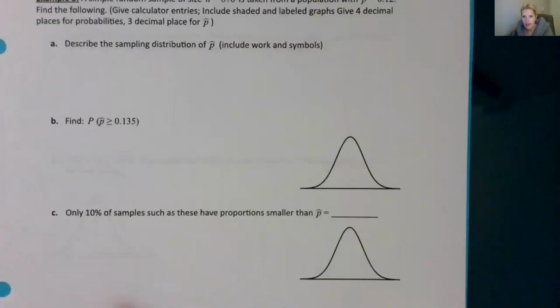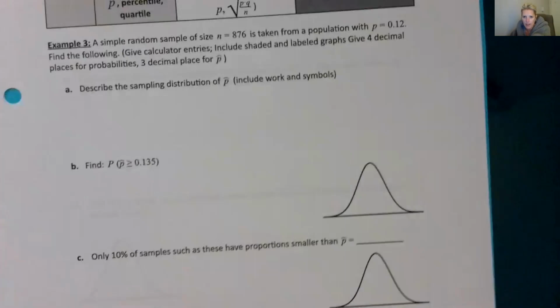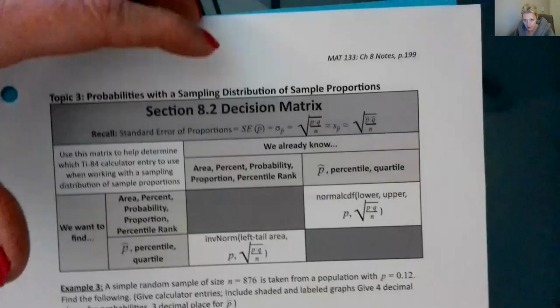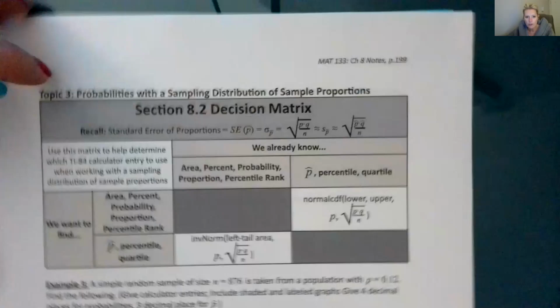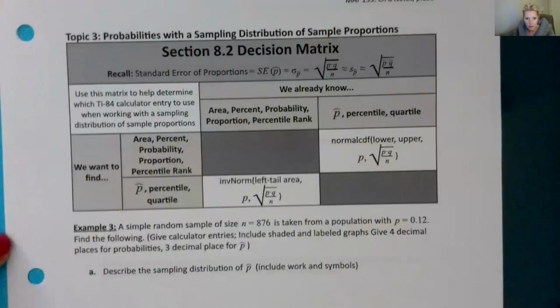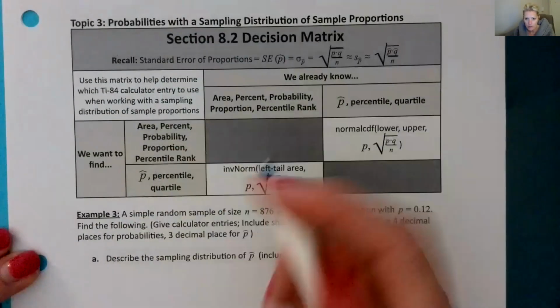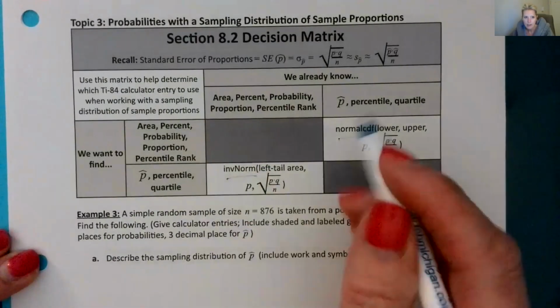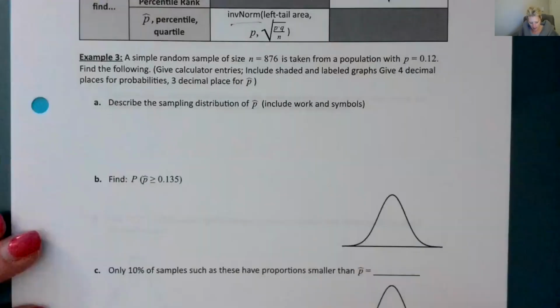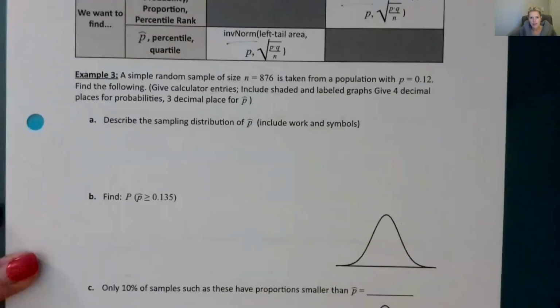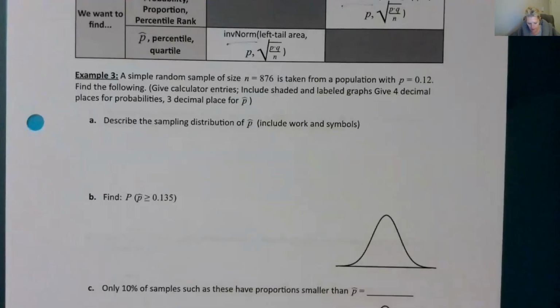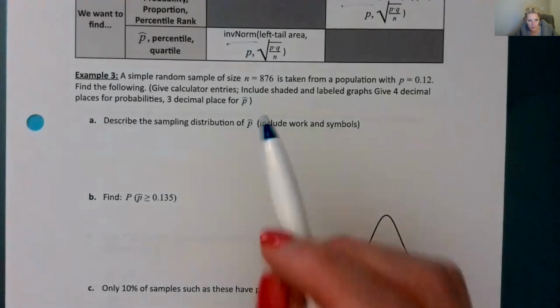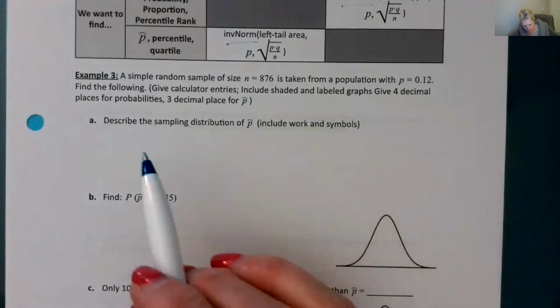So at the bottom of page 199, you can see that we have that decision matrix similar to what we had in 8.1, but we're going to use StatCrunch. So if you want to use your graphing calculator, you may do so using inverse norm and normal CDF, but we're going to use StatCrunch for my examples today. So it says a simple random sample of size n equals 876 is taken from a population where p is 0.12. Find the following. So we're going to describe the sampling distribution of p hat.